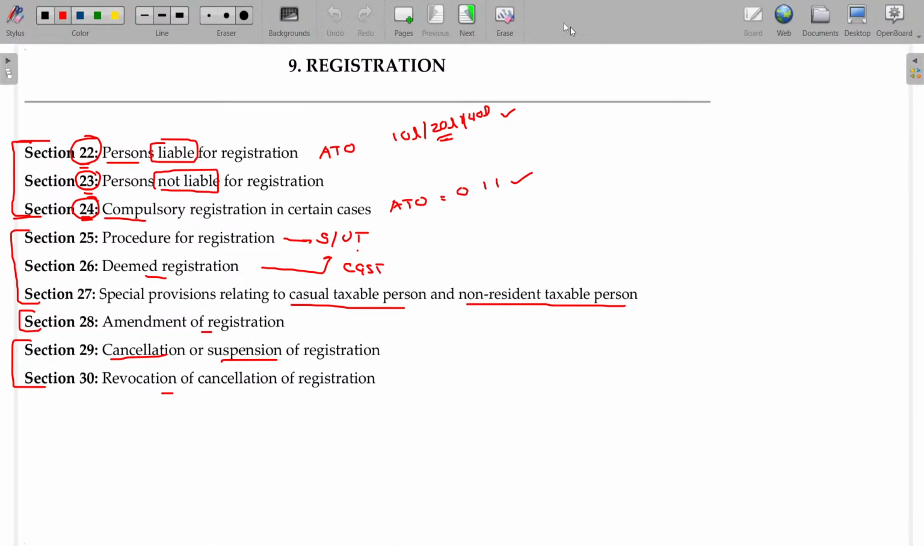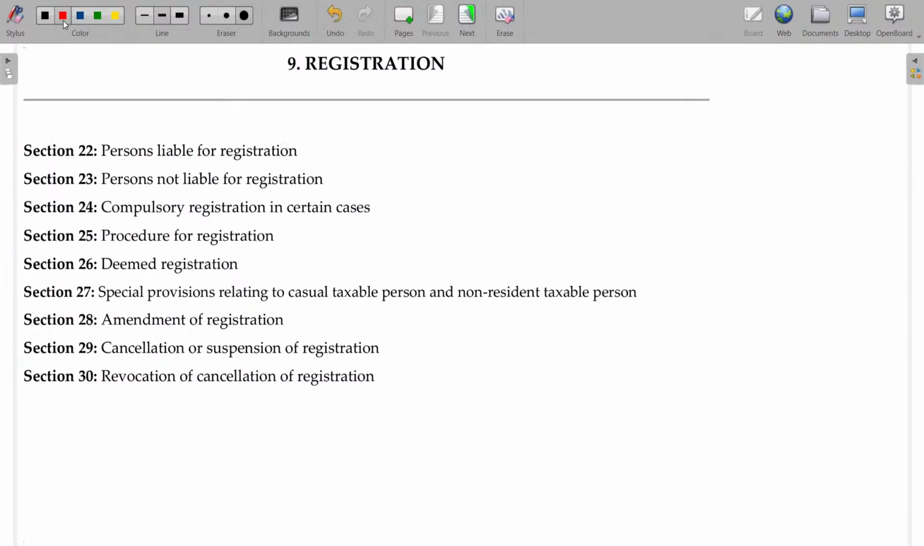Let's now move on to sections 25, 26, 27. Procedure for registration, deemed registration, special provision relating to the casual taxable person and NRTP. These are the cases we are going to study. Let me finish off with section 25 and some rules. You have to be master with this. You have nothing here, slight variation here. So once you are thorough with section 25, the rest of the two will be completed.